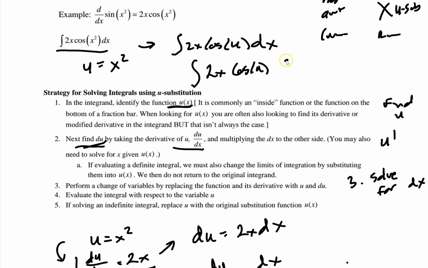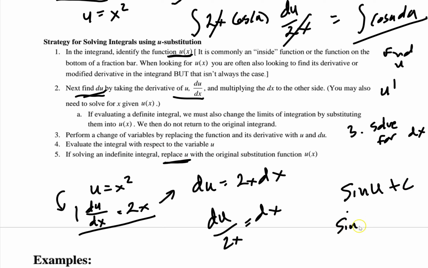And then once you've done integrating this, like over here I have cosine u. Integral of that's going to be sine u plus c. Once you're done, don't forget to go back and put your u back in. So this would be sine of x squared plus c. But that's generally the steps.